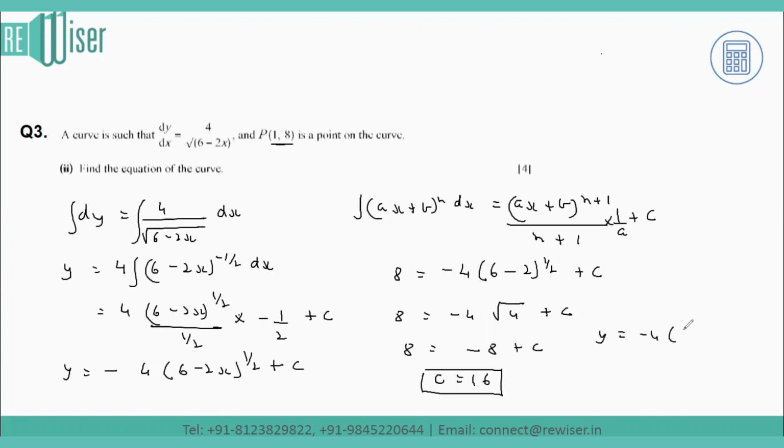So we'll place the value of c as 16 into the equation. So that's written as y equals 6 minus 2x to the power half plus 16, and that's the final answer to this question.